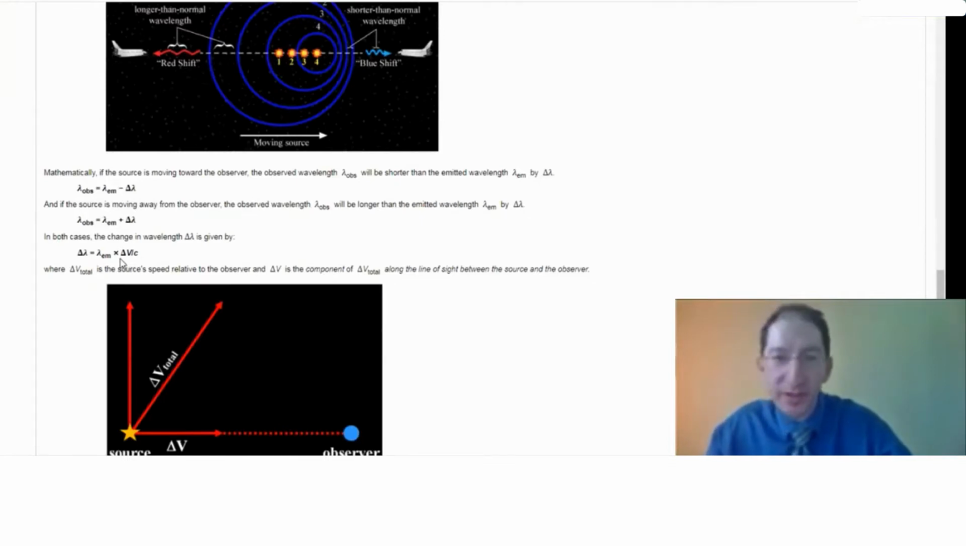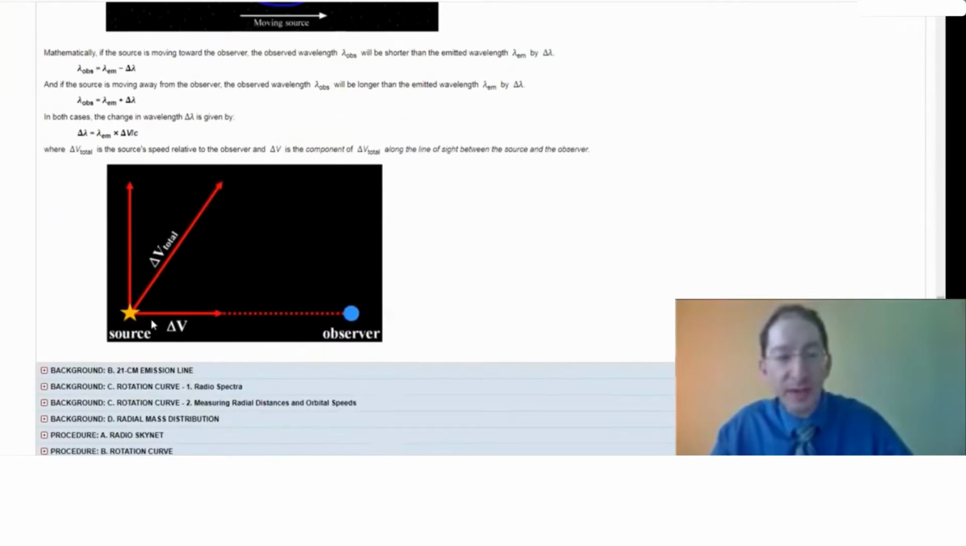Delta V is very important. It's the component of the source's total motion that lies along the line of sight. In these examples, it's a simplified case where the source is moving directly towards the observer or directly away from the observer. But in general, the source can be moving in any particular direction, as we see here, in which case delta V is the component of this total motion that lies along the line of sight between the source and the observer. This is an important distinction that we'll make use of in the sections to come.